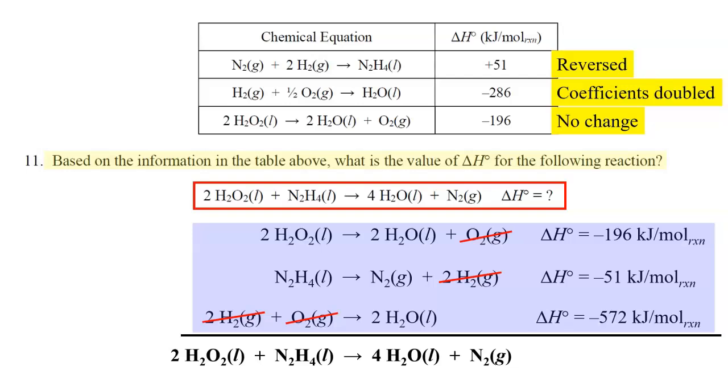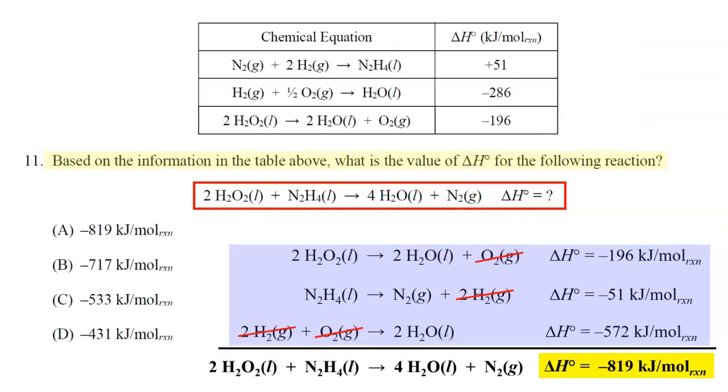So what's the delta H for the overall new equation? It's going to be negative 196 plus negative 51 plus negative 572. And so when I do that math, I get a value of negative 819, and my units are kilojoules per mole of reaction. So now that I know the correct answer to this question, let's go ahead and take a look at the 4 choices in question 11. So because the overall delta H is equal to negative 819 kilojoules per mole of reaction, the correct answer to question 11 is choice A.